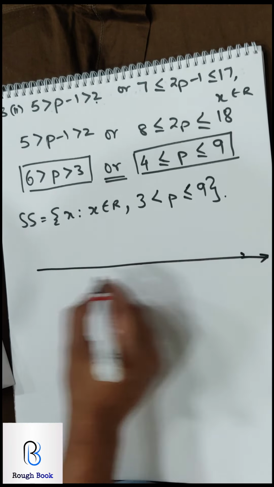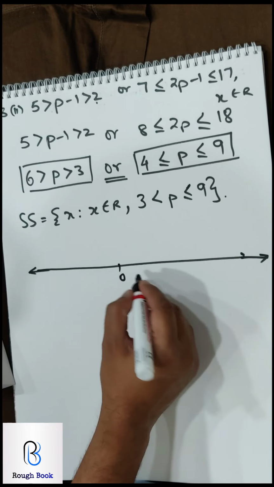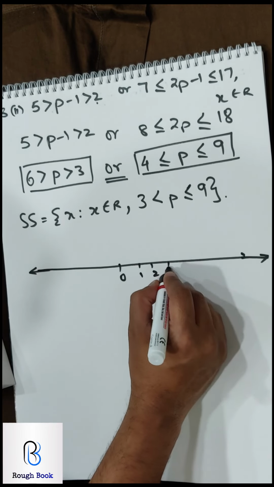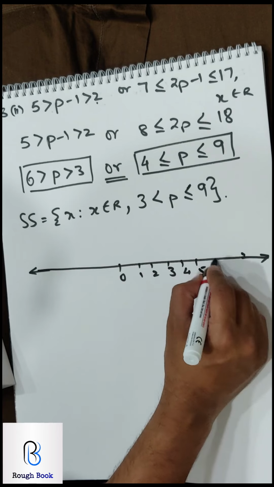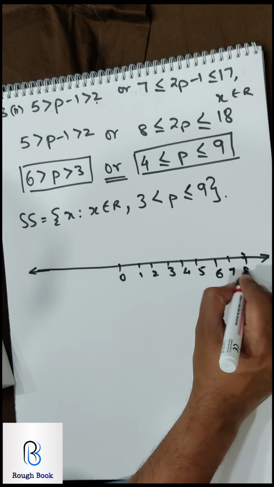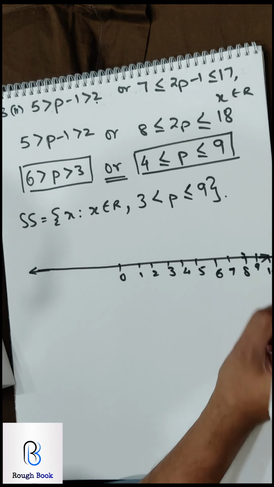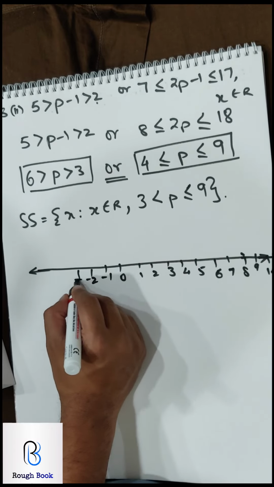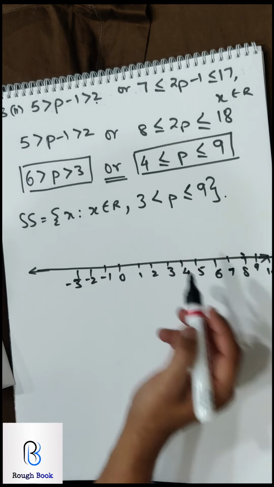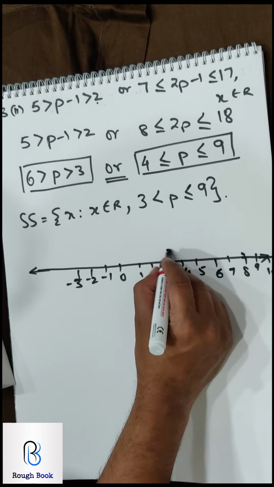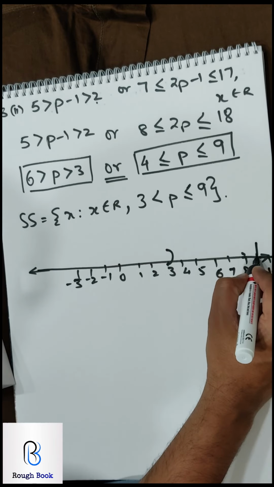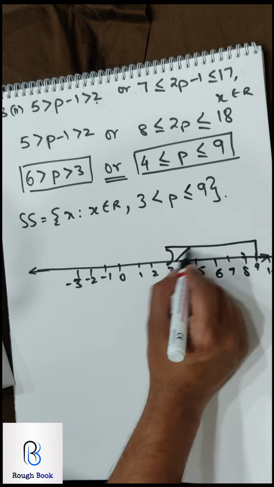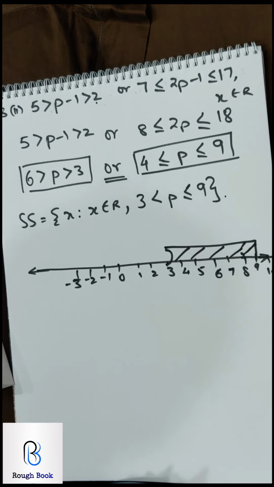So a huge number line is required. Shift your 0 slightly this side because you have to adjust to 9. 9 means you'll have to write one extra coordinate, that will be 10. Minus 1, minus 2, minus 3, just for the sake of it. 3 is not inclusive, so C, and 9 is inclusive, so I. Connect it and shade it. So we are sure about this.